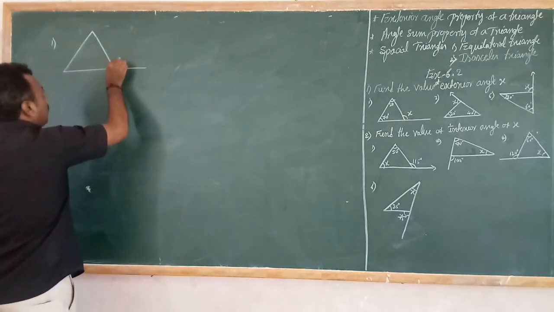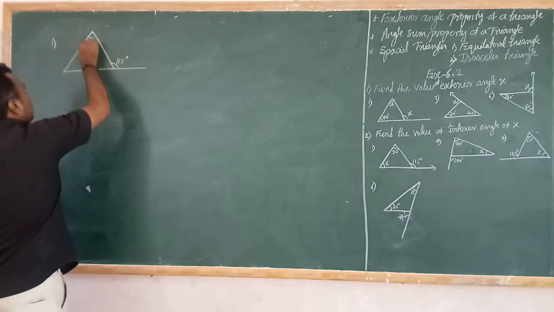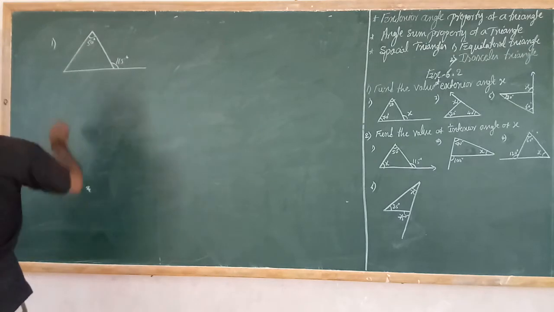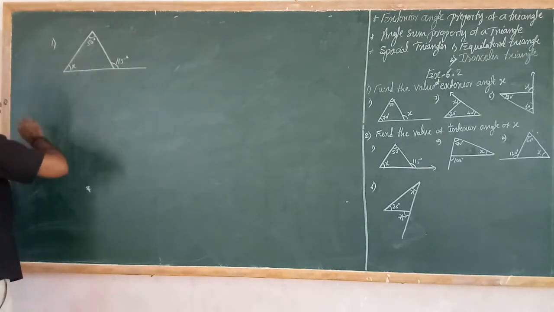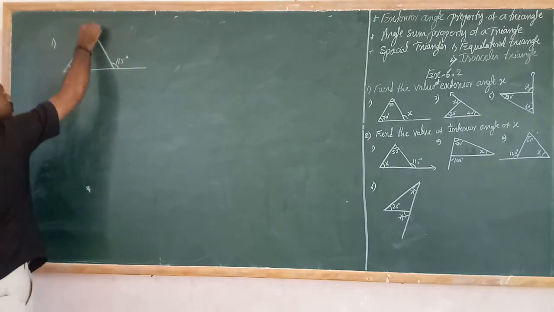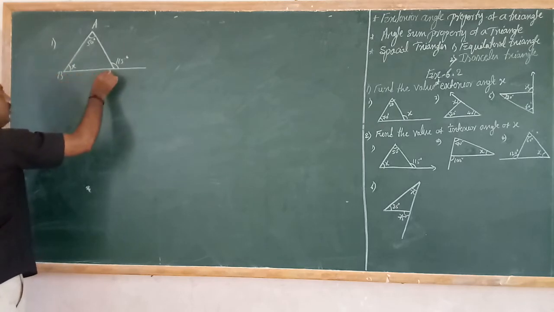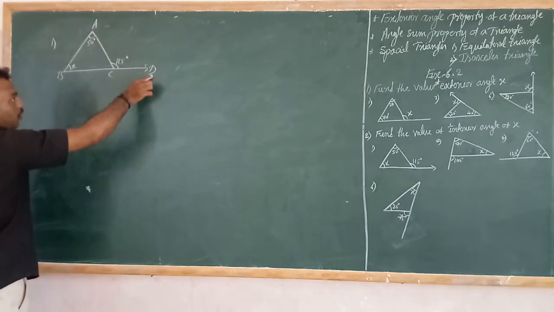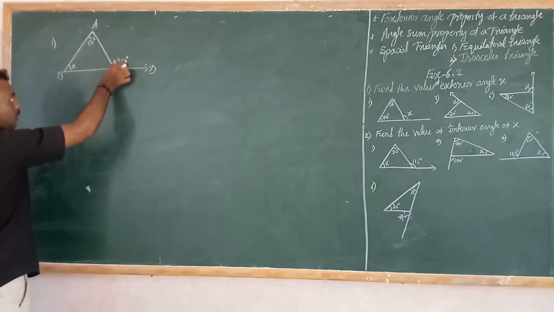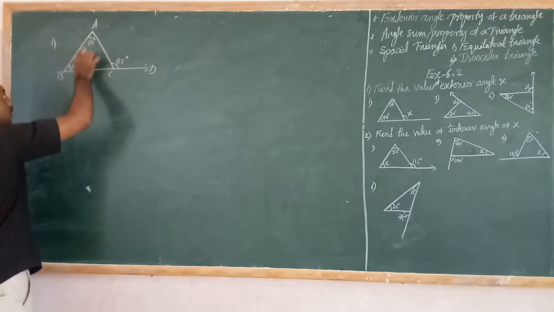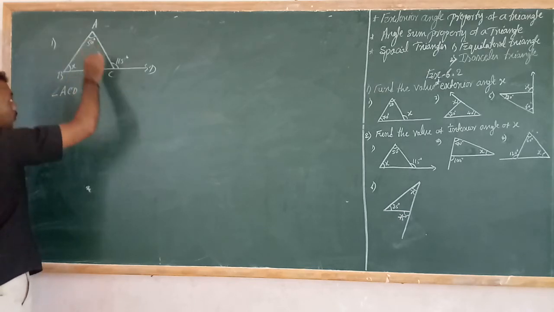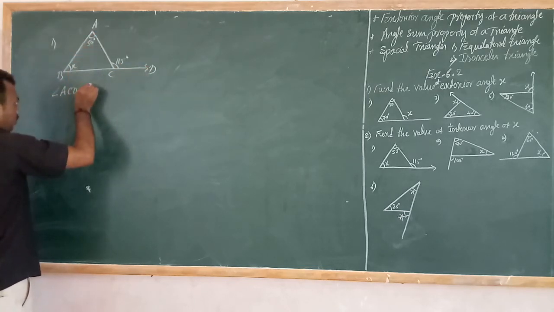This is 115 degree, this is 50 degree, and this X is the interior angle. So I will name this A, B, C, and this is D. So ACD is one of the exterior angles. This exterior angle is equal to the sum of the opposite interior angles. Is it right? Therefore, angle ACD is equal to the sum of the opposite interior angles.